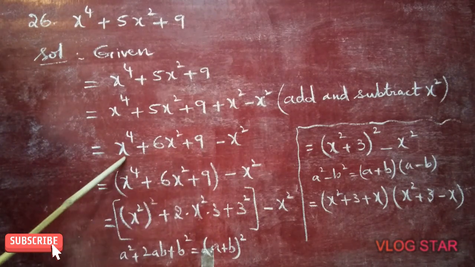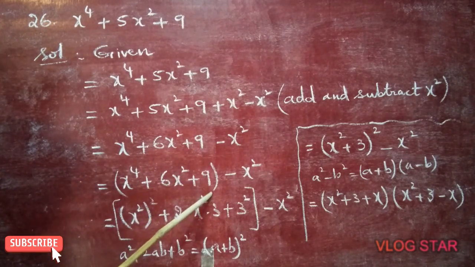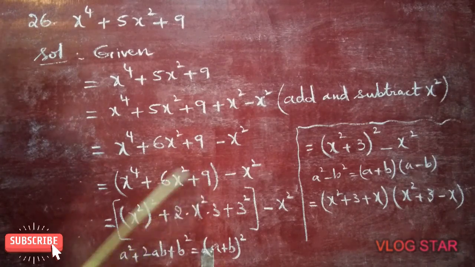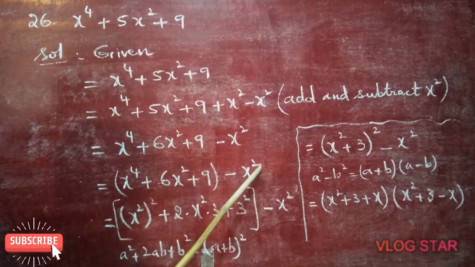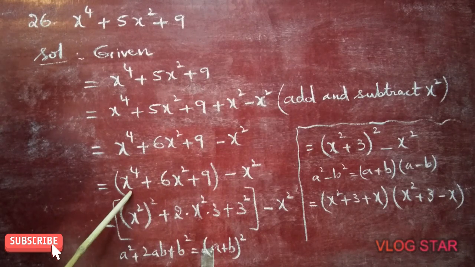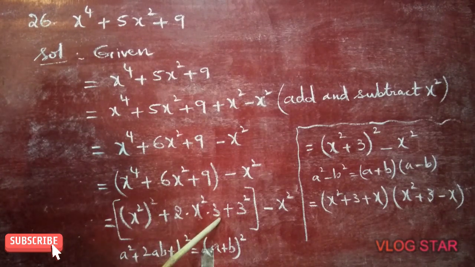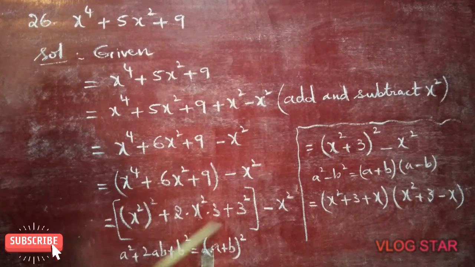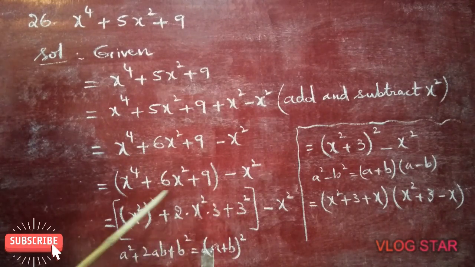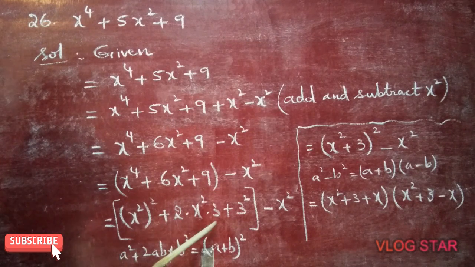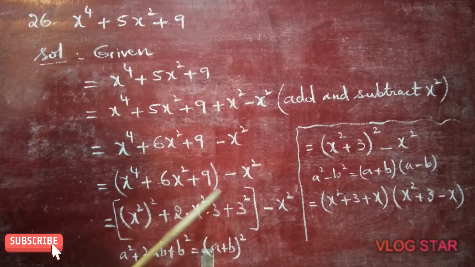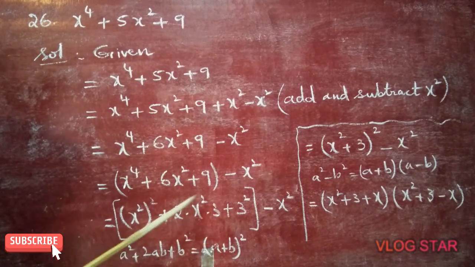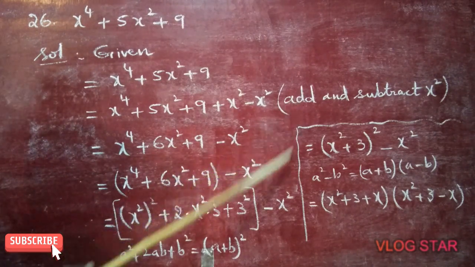Now I am writing this in one bracket. First term, I am keeping in one bracket, minus x square is the second term. Now it is in the formula (x square) whole square plus 2 x square into 3 plus 3 square. a square plus 2ab plus b square is equal to (a plus b) whole square formula. Once again you check, cross checking: x to the power of 4, 2 threes are 6x square, plus 3 threes are 9. So that formula shape I have brought, that's why I added and subtracted x square. Now you got an idea?